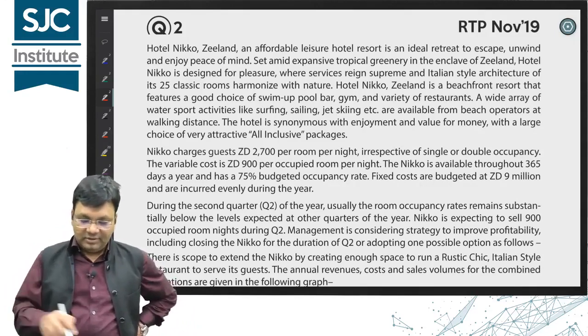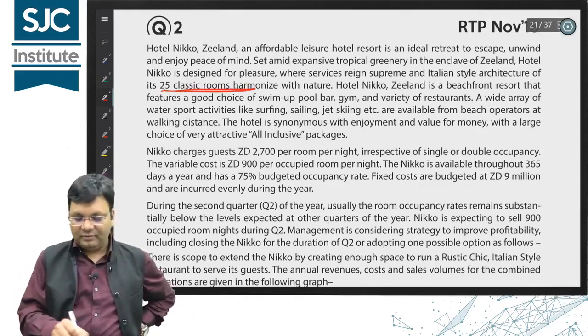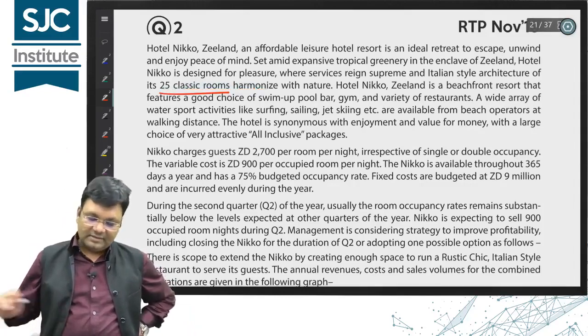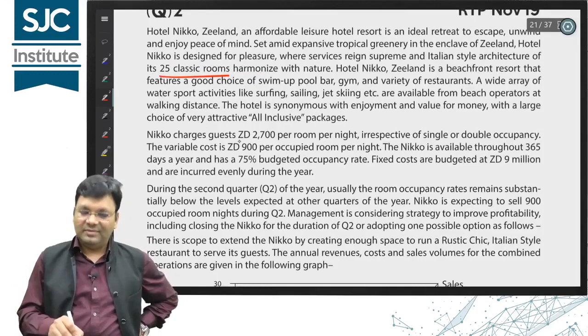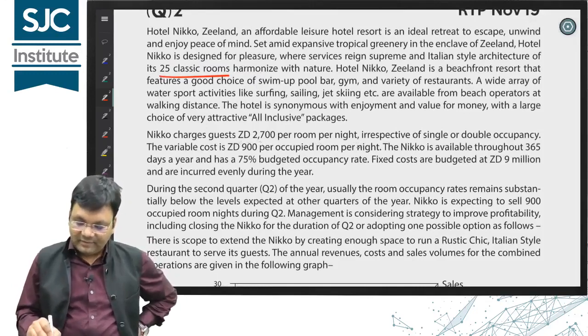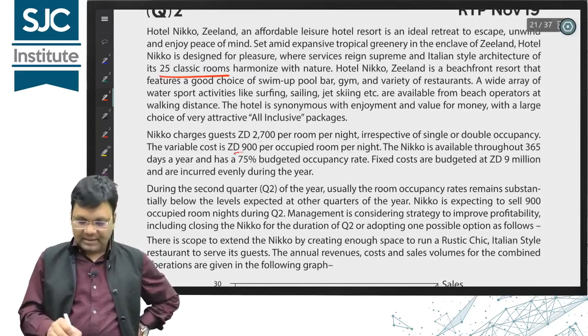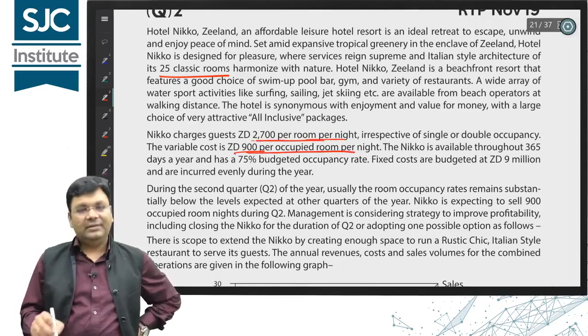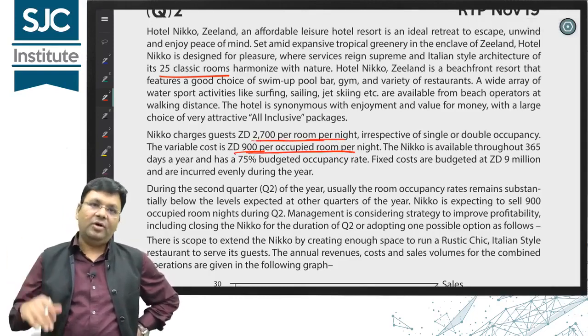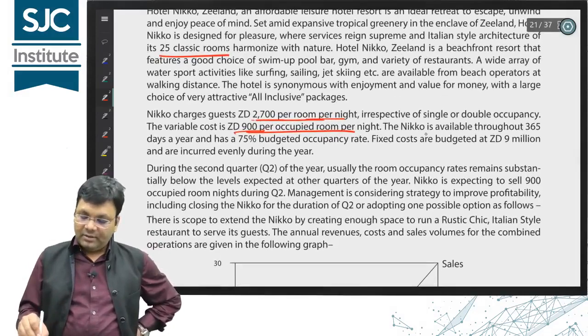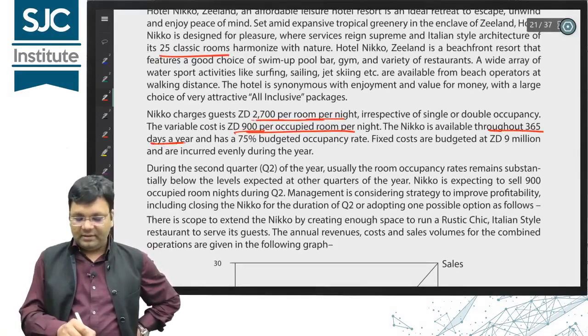So the only thing to remember from here is 25 classic rooms. So there are 25 rooms. Nikko charges guests ZD (Zealand dollar) 2700 per room per night, irrespective of single or double occupancy. The variable cost is ZD 900 per occupied room per night. Room night is as good as room day that you have learned in your operating costing. The Nikko is available throughout 365 days a year and has a 75% budgeted occupancy rate.